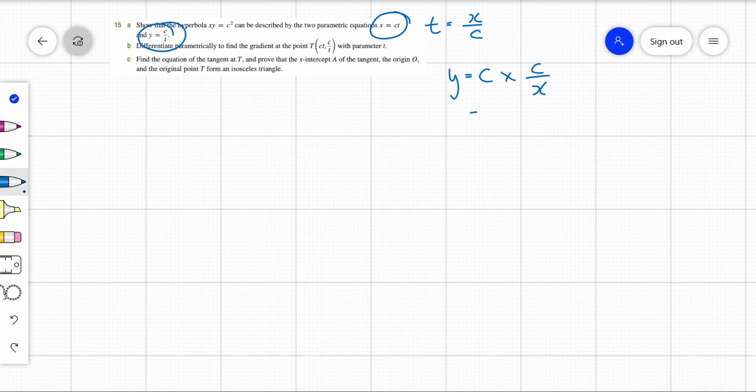So we'll reciprocate, and you see you get c squared on x, or if I times you get xy equals c squared. So yes, these are parametric equations, no problem, for the hyperbola xy equals c squared.